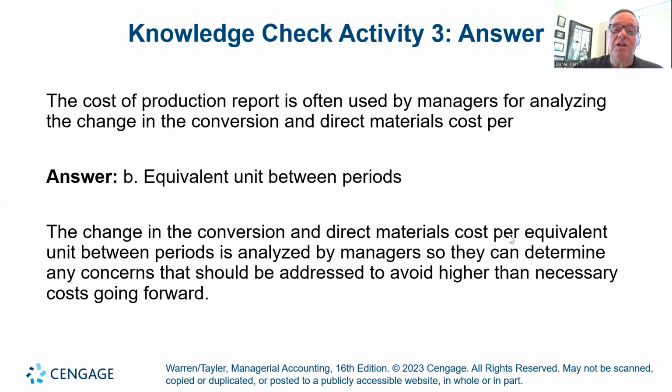The cost of production is used by analyzing the conversion and direct materials on an equivalent unit basis, because the equivalent unit basis considers both the goods that were started and completed during the period, and also includes the effect of what's in beginning inventory and what's in ending inventory. So the answer there is B. And you have these slides, by the way.